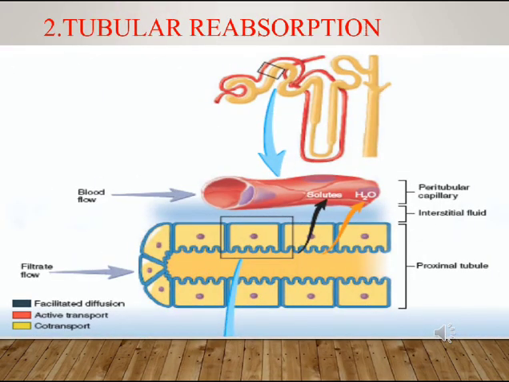The second one is tubular reabsorption. As the ultrafiltrate, that is the glomerular filtrate, passes through the proximal tubule, a large portion of the water, sodium, chloride, bicarbonate, potassium, calcium, amino acids, glucose, and other substances needed by the body are reabsorbed and pass back into the bloodstream.